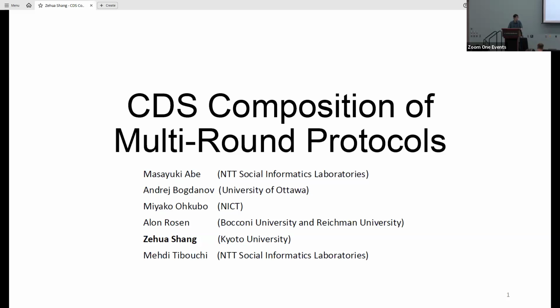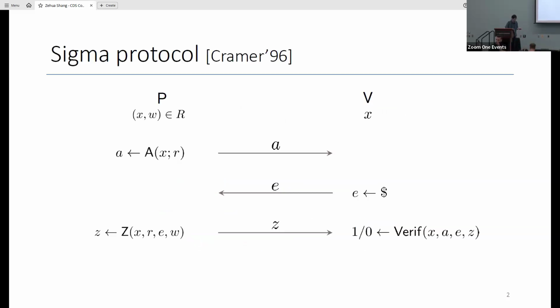Hello, I'm Zehua Shang. And I'm honored to have the presentation of our paper CDS composition of multi-round protocols here. And this is joint work with Masayuki Abe, Andrej Bogdanov, Miyako Ohkubo, Alon Rosen, and Mehdi Tibouchi.